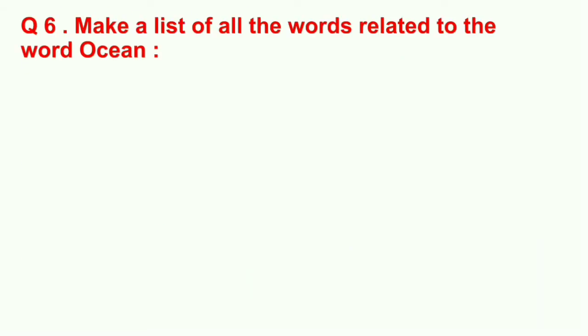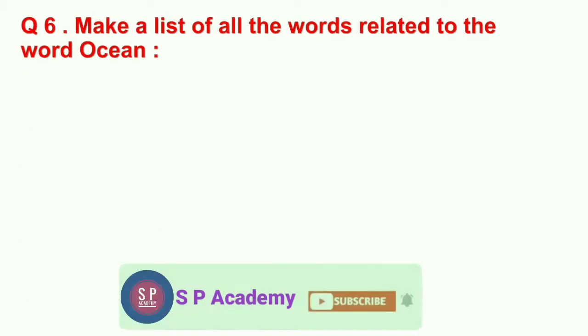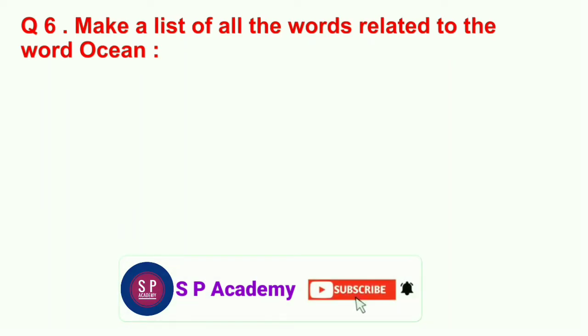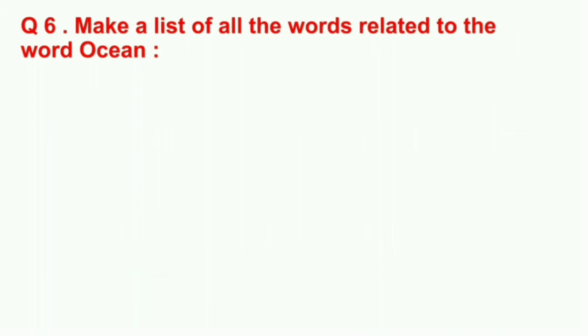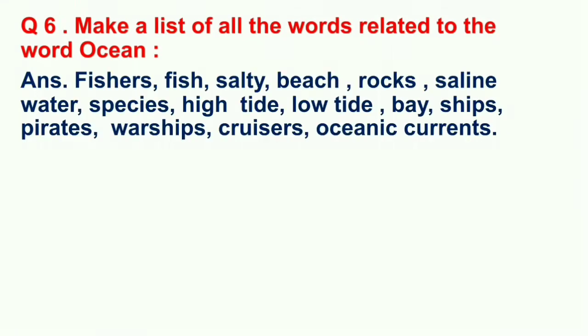Next question. Question number 6. Make a list of all the words related to the word ocean. Answer: fishers, fish, salty, beach, rocks, saline water, species, high tide, low tide, bay, ships, pirates, warships, cruisers, oceanic currents.